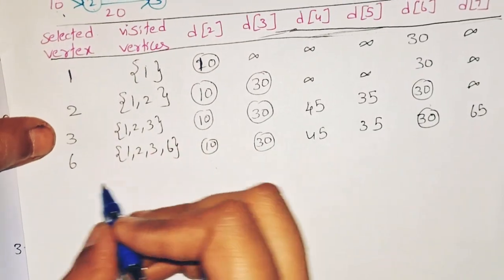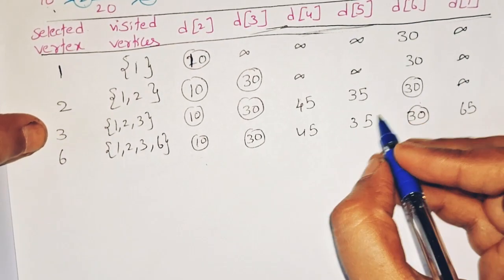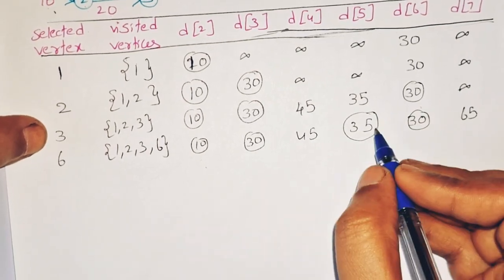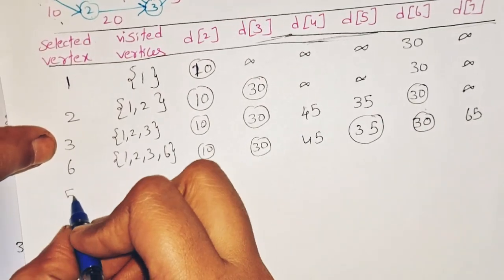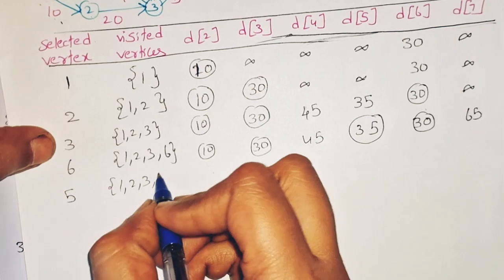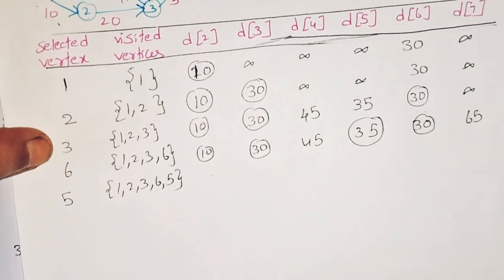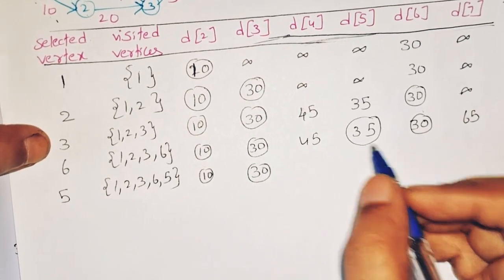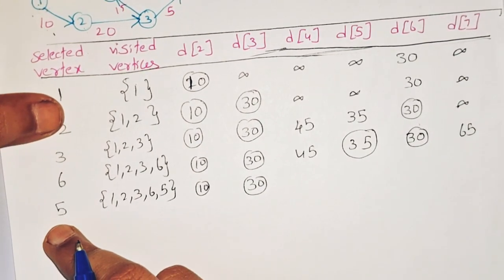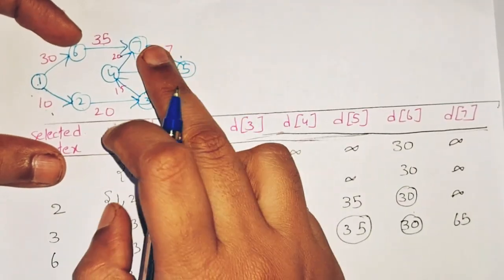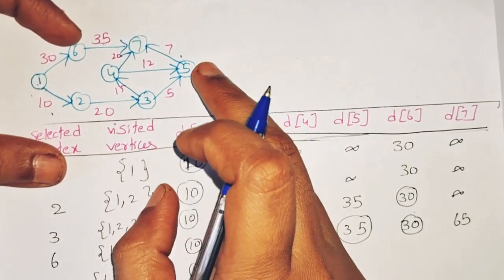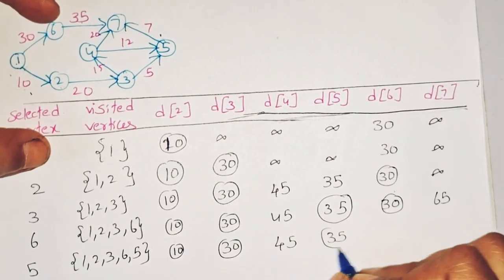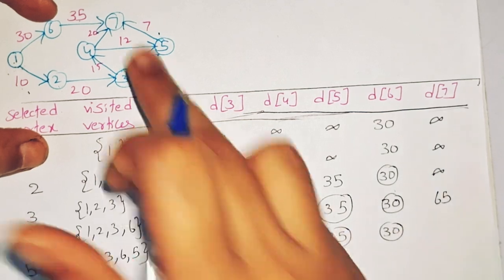So next, among the given nodes, what is the node with less amount of cost? 35, right? So next we will visit node 5. 1, 2, 3, 6 and 5. So 10 is visited, 30 is visited. What are the neighboring nodes of 5? The neighboring node of 5 is only 7, right? So 45, 35, 30 and 7.